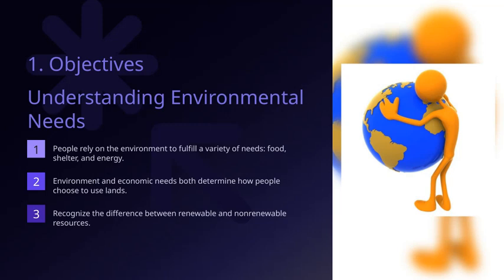Let's take a closer look at our objectives for today. First, understanding environmental needs is fundamental. People rely on the environment to meet essential needs like food, shelter, and energy. These are basic requirements that sustain us and shape how we interact with our surroundings.